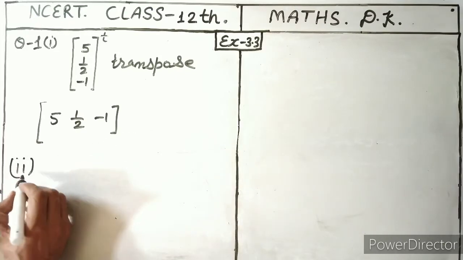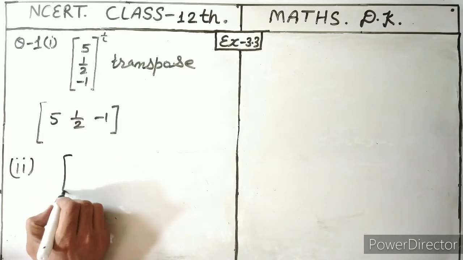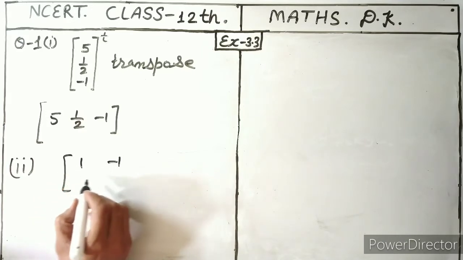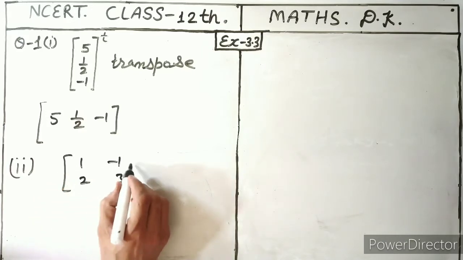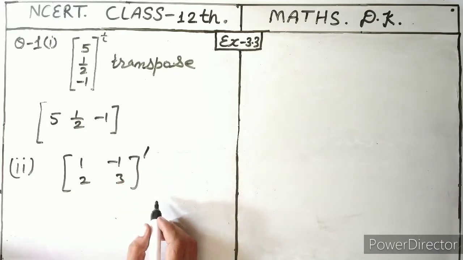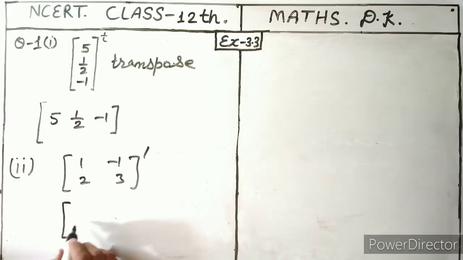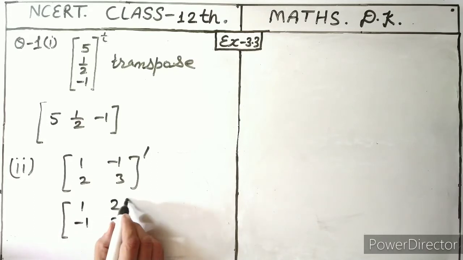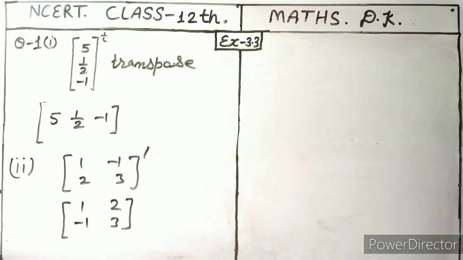Second part is 1 -1 2 3. We find out its transpose. Transpose of this matrix is 1 -1 2 3. This is transpose of this matrix.